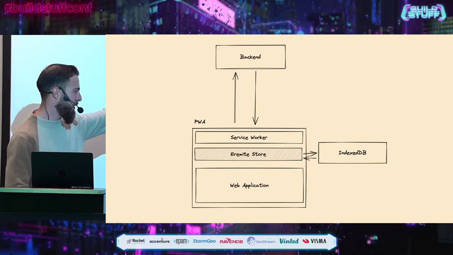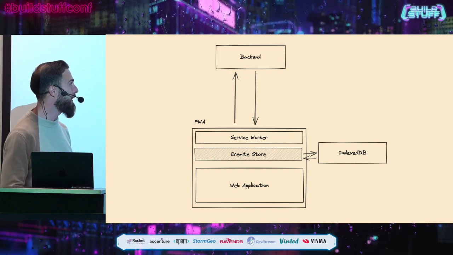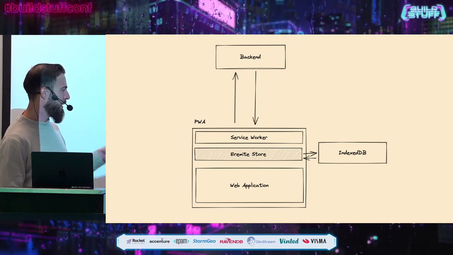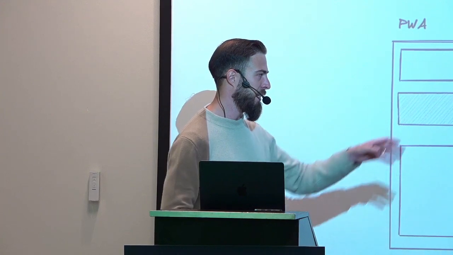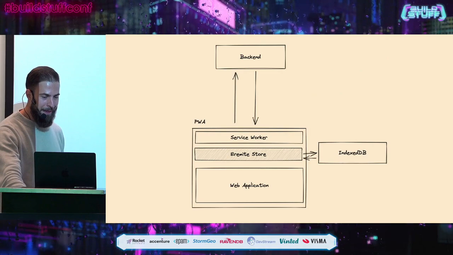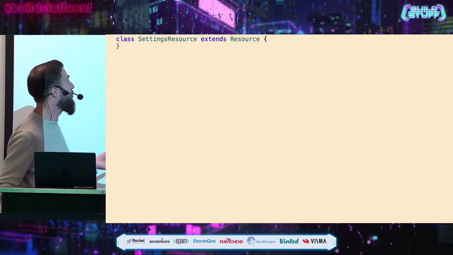The RMIJS store would kind of be between the web application and the service worker, respectively the backend. Inside the RMIJS store, we have resources that are meant to replicate resources that you have on your backend anyway, but you can structure it any way you want, of course. All of those resources have their own state that gets persisted to IndexedDB. And let's take a look at how we would implement such a resource.